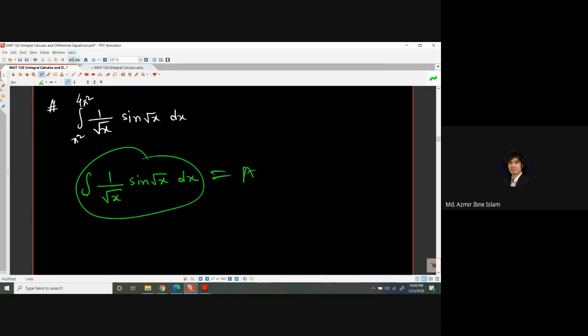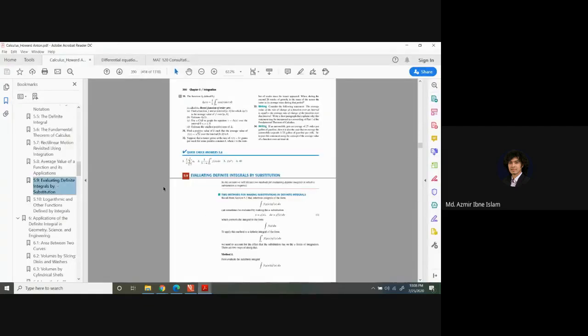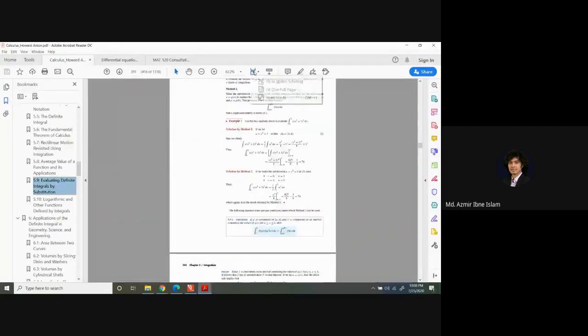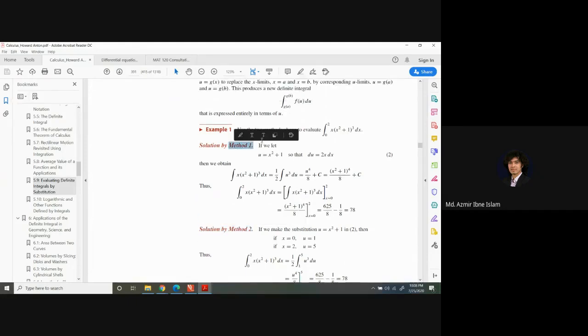But in your reference book, you will see another technique. That means there are two methods for evaluating definite integrals: solution by method 1, solution by method 2. I am using method 1. Method 1 says that at first we find the respective indefinite integral and then finally input the upper limit and lower limit.